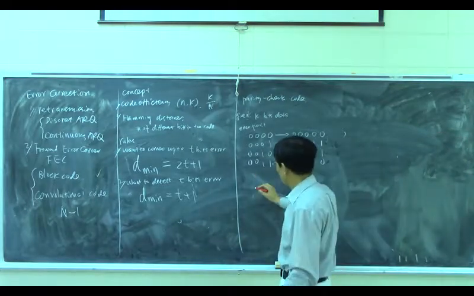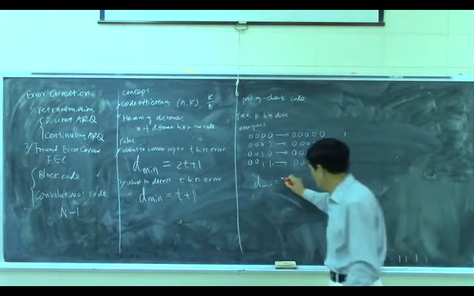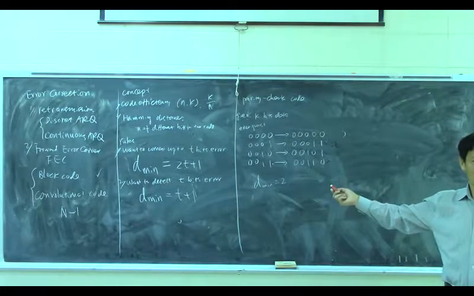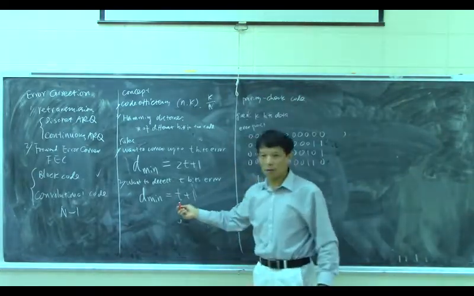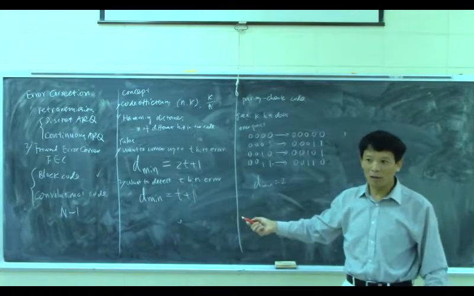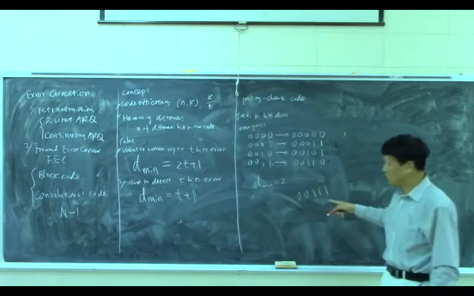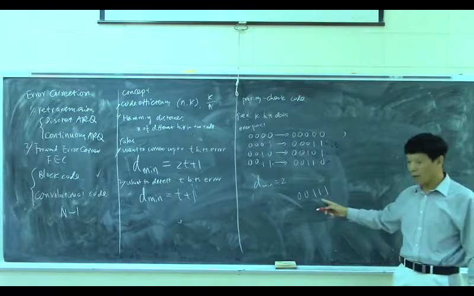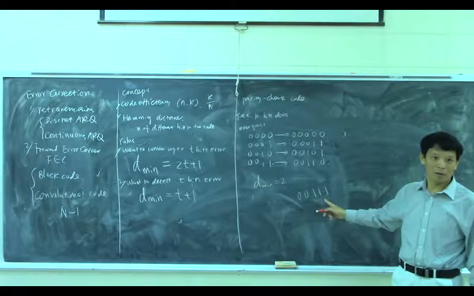So for this set, all distances equal 2, so the minimum distance also equals 2. Now let's see, how many errors can we detect? d minus 1 equals 1, right? You plug this into here, t equals 1. So you can only detect 1 bit of error. For example, you received 0, 0, 1, 1, 1. Can you decide there's an error? Yes, because the number of ones is not even, it's odd. So there's a 1 bit error.